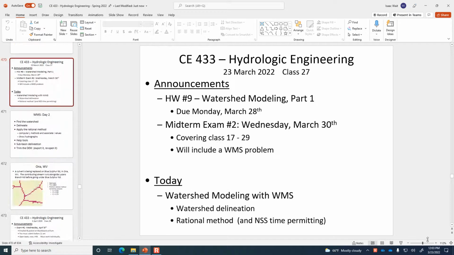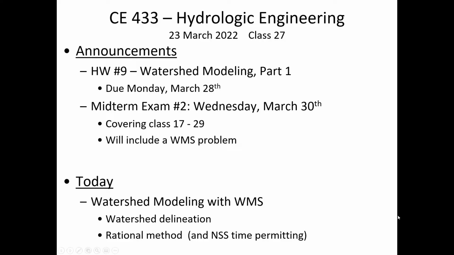All right, let's look at some announcements just to start. The first WMS assignment is due on Monday of next week. And that's essentially, you either can pick one of the watersheds that I've given the information for, or you pick a watershed that's interesting to you, and you go through the process of finding the outlet, delineating the watershed, and summarizing its characteristics like the area, basin slope, that sort of thing. So just kind of a repeat and practice of what we did in class last time.